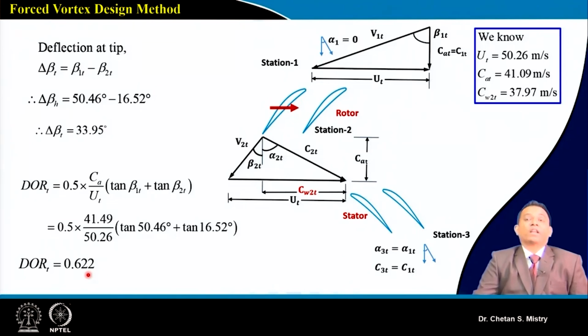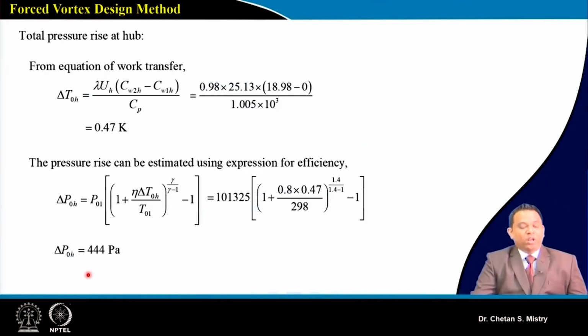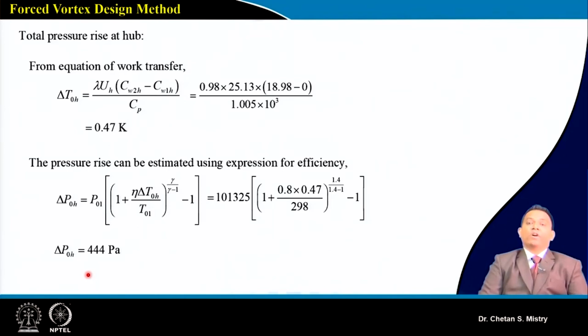So this degree of reaction we are calculating is coming to be constant at hub, mid and tip station. Now the next parameter is very important in this method. We have seen our work is varying throughout my span, because it is changing with r square. So in order to take care of that, we need to calculate my delta T0 at a particular station. We need to check what will be our delta P0. From our fundamental equation, delta T0 at the hub is given by this formula. We are comparing our aerodynamic work and our thermodynamic work. If we put this number, it says my delta T0 at the hub is coming 0.47 Kelvin.